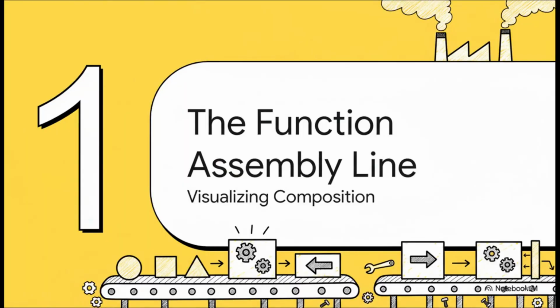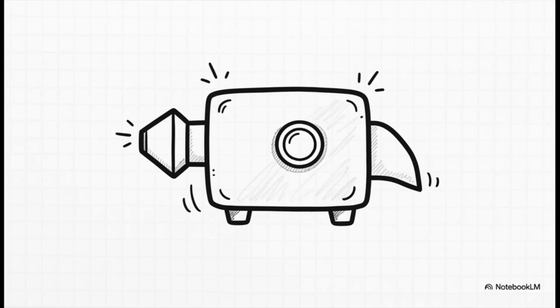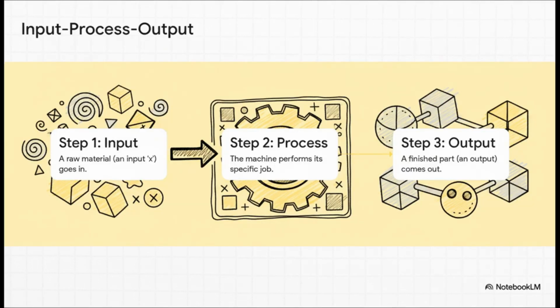Okay, to really wrap our heads around this, let's step away from all the abstract math for a second. We're going to think about something way more tangible, like a factory. Yeah, a factory. Let's actually build ourselves a function assembly line. See, at its core, every single function you've ever come across is kind of like a simple machine. It's designed to do one very specific job, and that's it. And it's always this three-step dance, right?